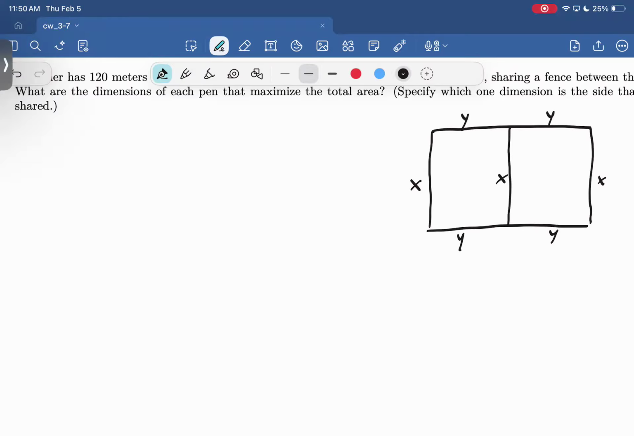Okay. Can anybody tell me the condition that I have for this question? Very good. 3x plus 4y equals 120. Because that's the total amount of fencing that's being used for this farmer.